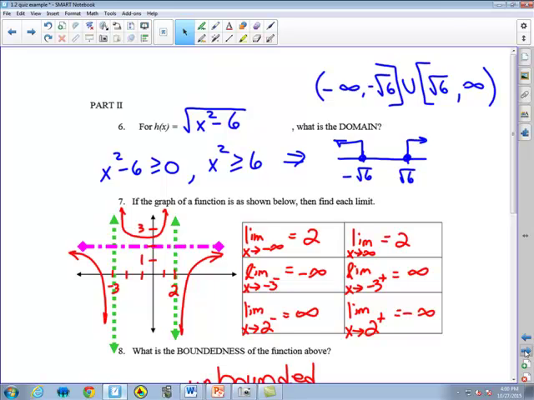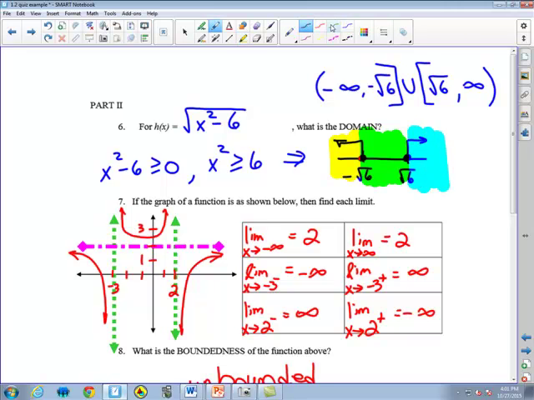Number 6, I made up a function h of x is the square root of x squared minus 6. X squared minus 6 must be greater than or equal to 0 because we can't take the square root of a negative number. So in thinking about squaring a number and getting a number bigger than 6, we're going to have a number that is either less than or equal to the negative square root of 6 or greater than or equal to the square root of 6. Might I suggest you take a minute and try some numbers in each of these regions to confirm what I just said.